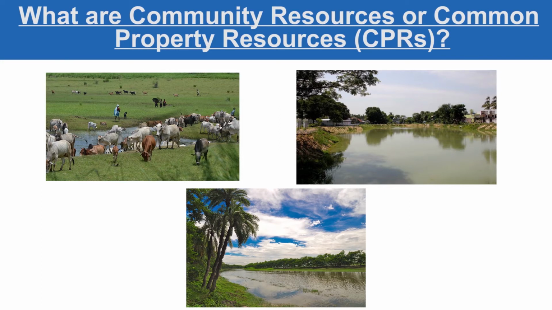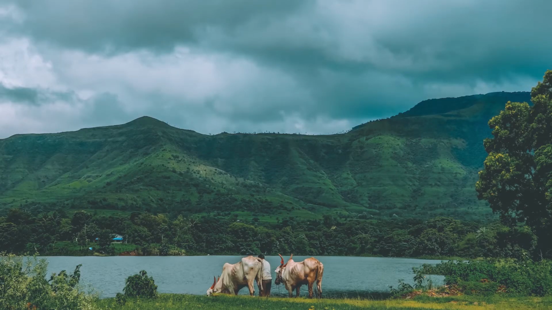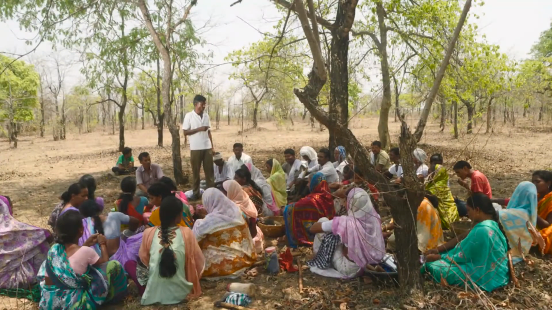And resources become common property when there is a well-defined group of people who have the right to its collective use, a group of users who are a subset of the village. The institutional arrangement for the use of grazing land may be through the panchayats, the jati or tribal panchayat, or village elders or some other group of people. Such common property resources are widespread and often invisible, degraded, and underutilized.